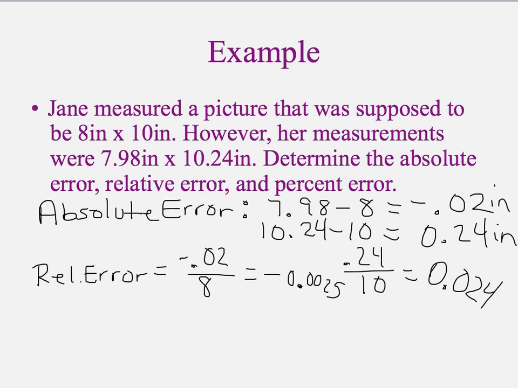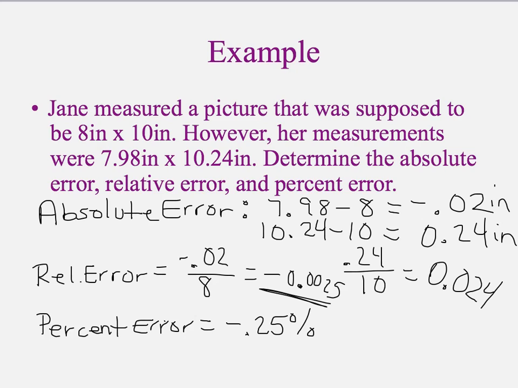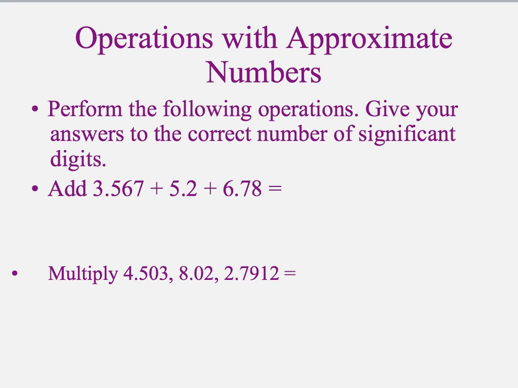And then finally, the percent error is just the relative error times 100. And so for our first dimension here, our percent error is negative 0.25%. And for our second dimension is 2.4%.